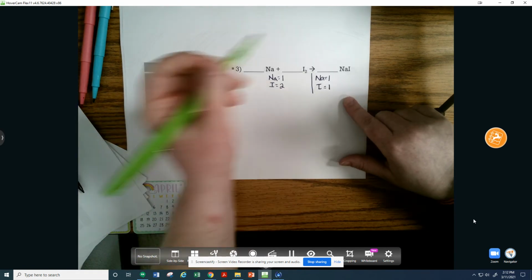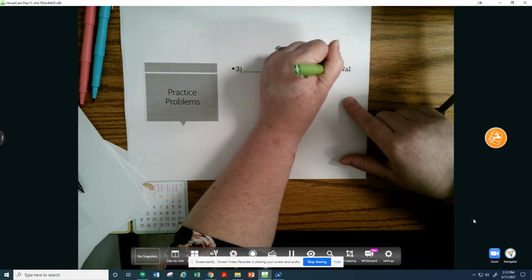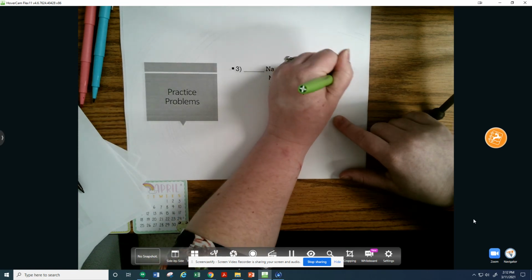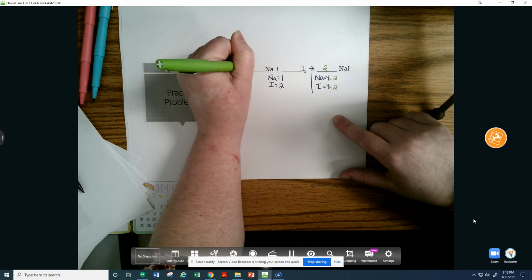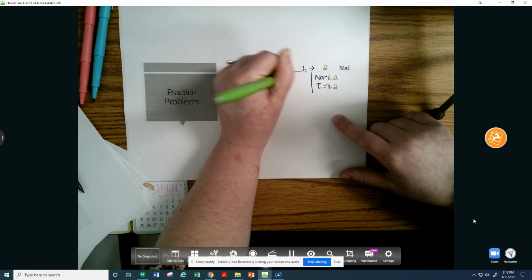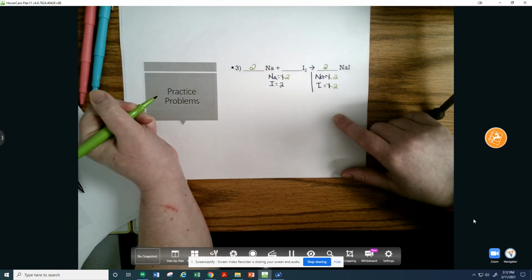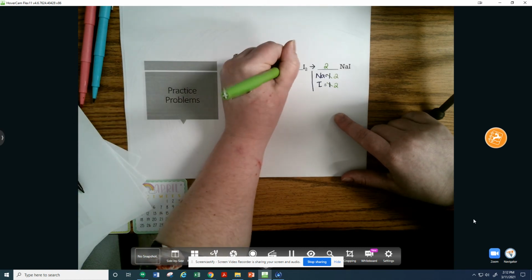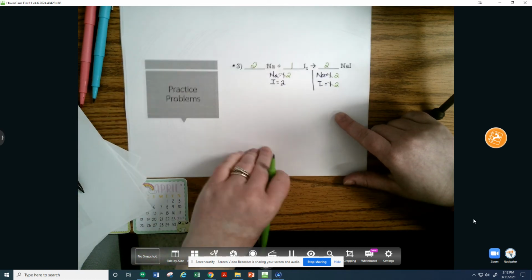Product side is only having 1, so I'm going to add a coefficient of 2 here. Again, my coefficient impacts everything, so I also now have 2 sodium. That means I need to put a coefficient of 2 here, and this balance is very similar to the equation in example 2. Again, you have 2 options here. You can leave it blank or write in a 1, whichever is your preference.